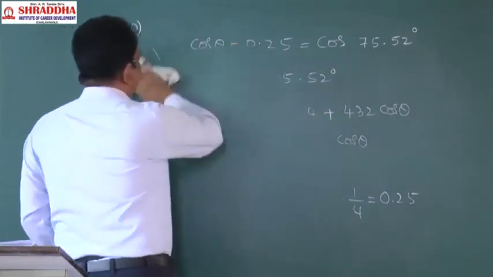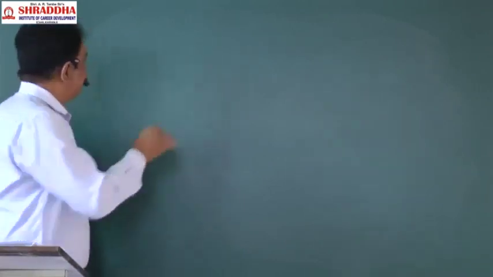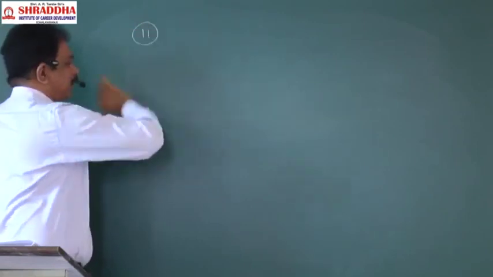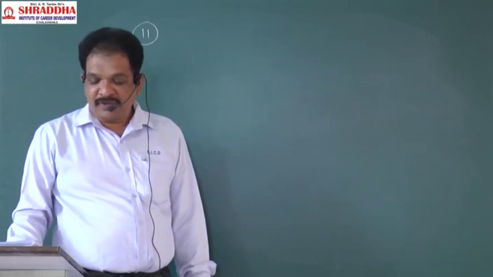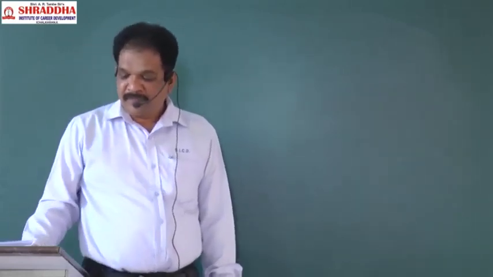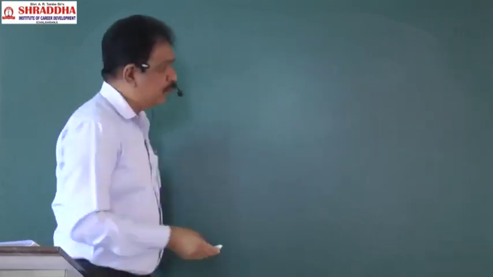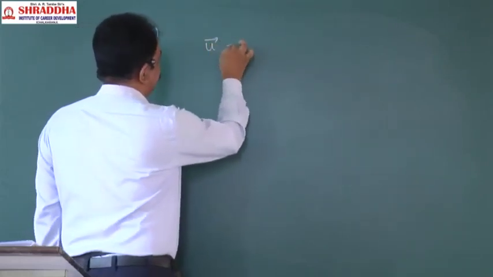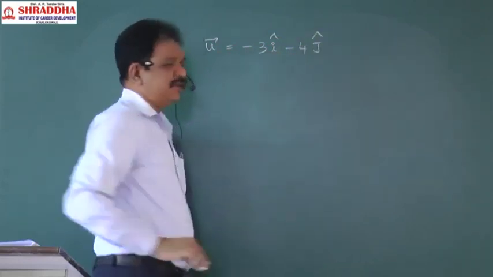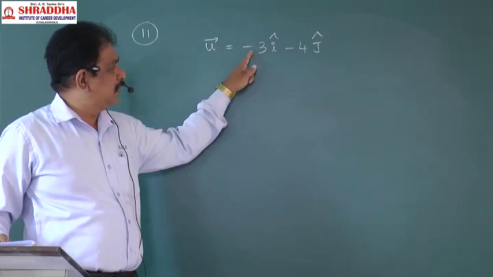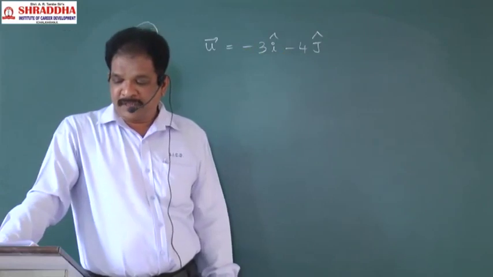Next, after finishing this, question number 11, there is a printing mistake. What is the printing mistake? I will tell you. The figure shows a circular path of a moving particle. If the velocity of the particle at some instant is u bar equal to minus 3i cap minus 4j cap. Right, the minus here is missing. Minus 3i cap minus 4j cap.